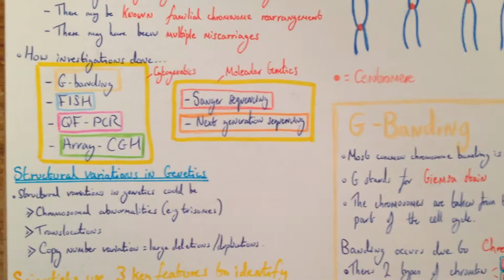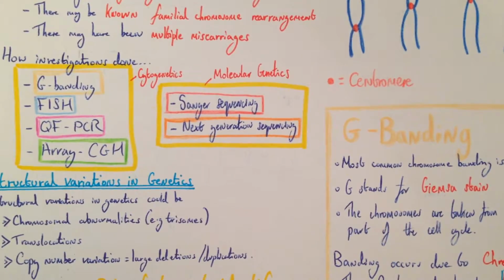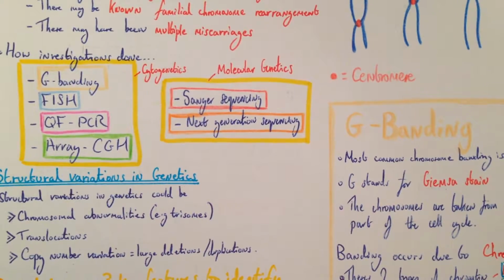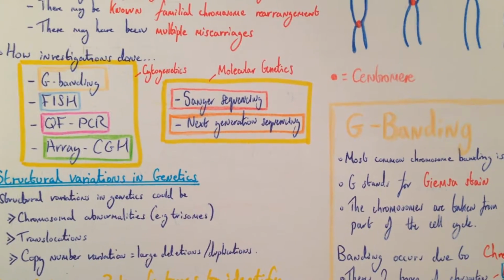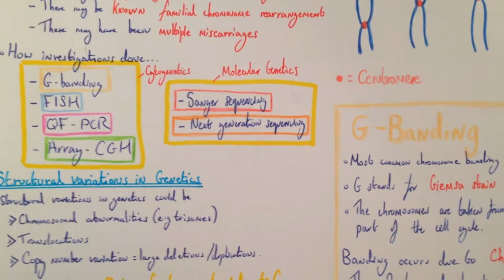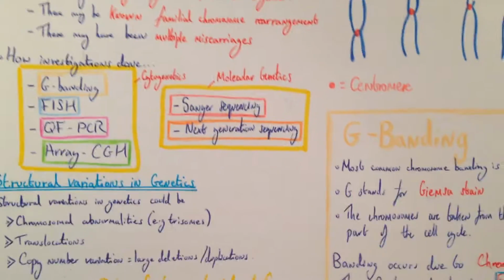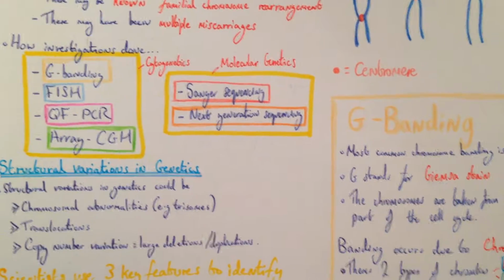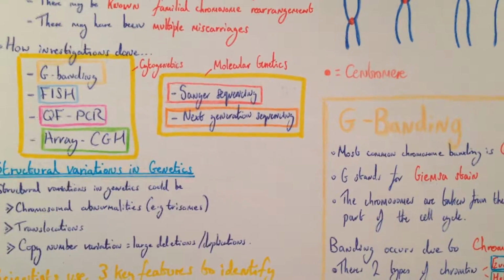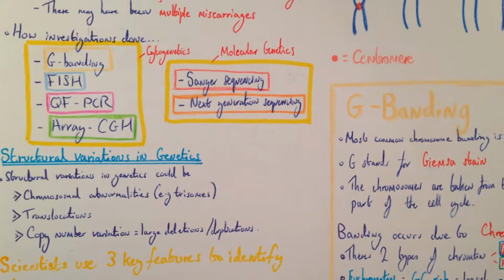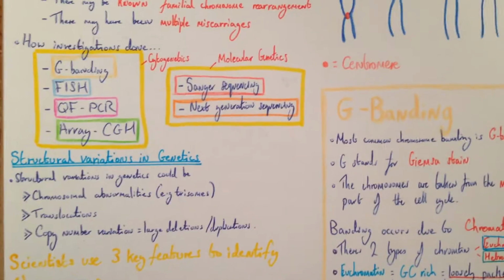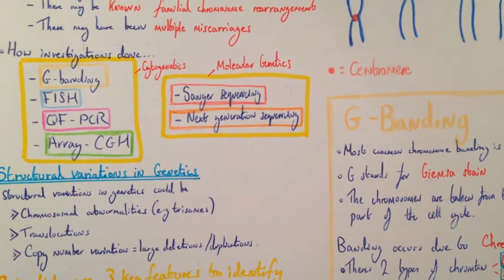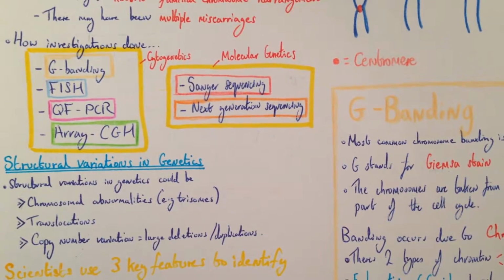So how are identifications done? We can split identifications into two main subclasses. As we can see, there's cytogenetics and there's molecular genetics, each in two different yellow boxes. With cytogenetics, there are 4 types of investigation we'll go into: G banding, FISH, qFPCR, and array CGH. The molecular genetics investigations are Sanger sequencing and next generation sequencing.